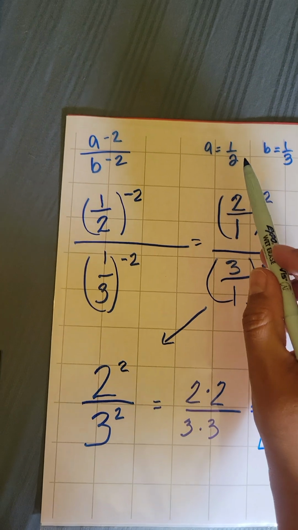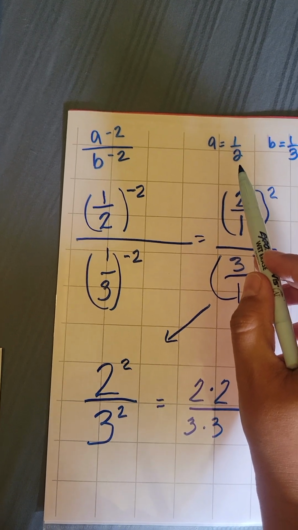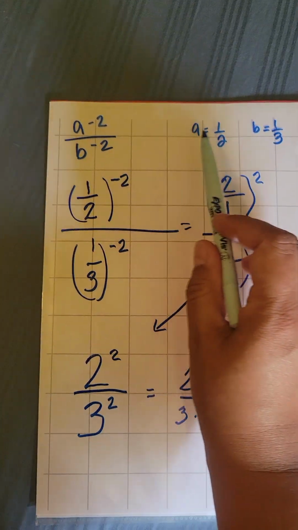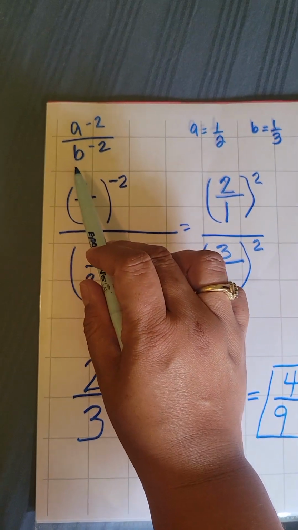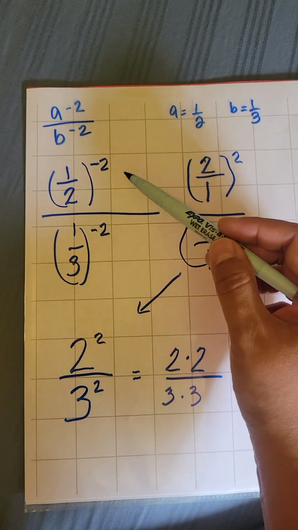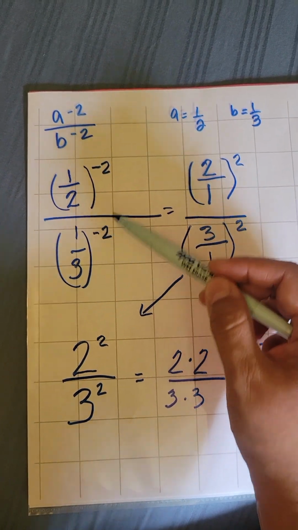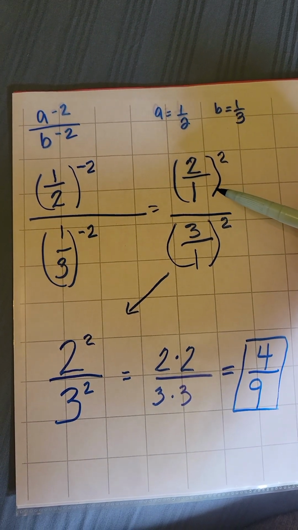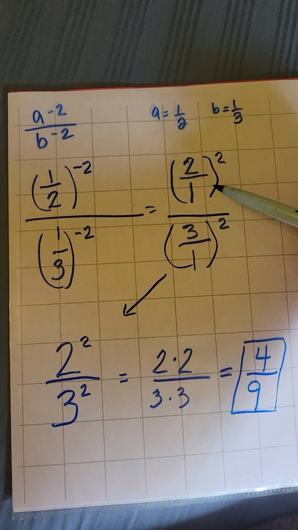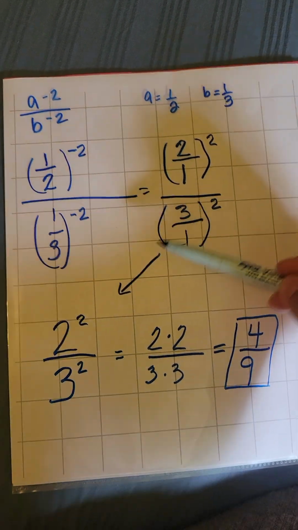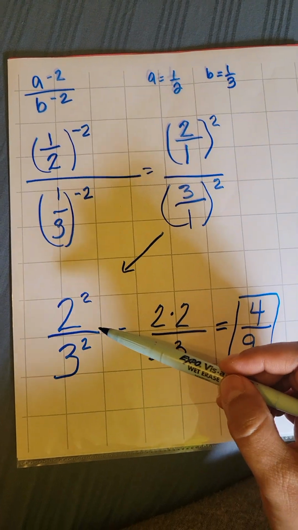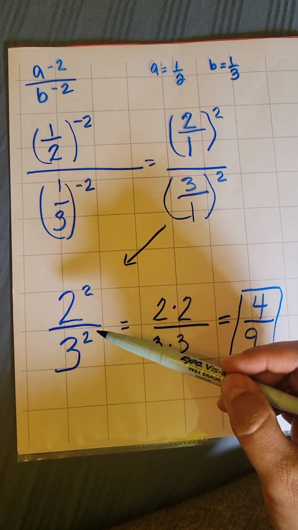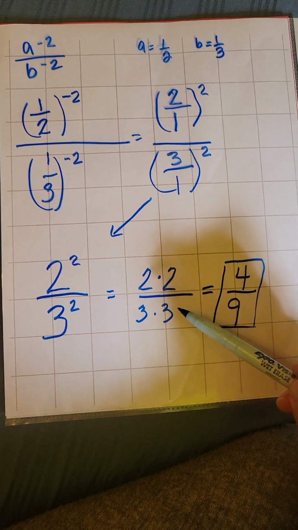Okay? When you substitute 1/2 for there and 1/3 for here, we plugged in the numbers. They're still negative. We flipped them. We inverted. Then we simplified, changed it back to a whole number, and then worked it out.